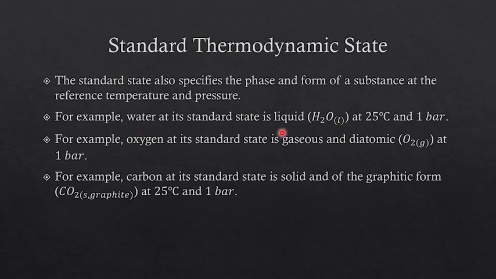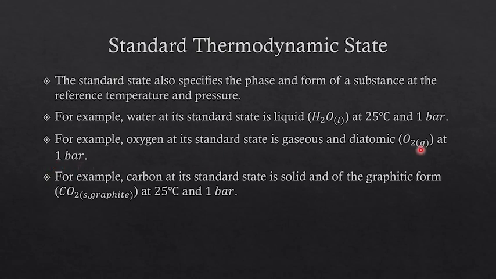Now, water is a compound. Let's examine what are the standard states of pure elements. We have another example here. Oxygen at its standard state is gaseous and diatomic at 1 bar. For gases, it is often just needed to specify the standard pressure or the standard reference pressure that is 1 bar, and we have to consider what is the most stable form of that element at 1 bar.